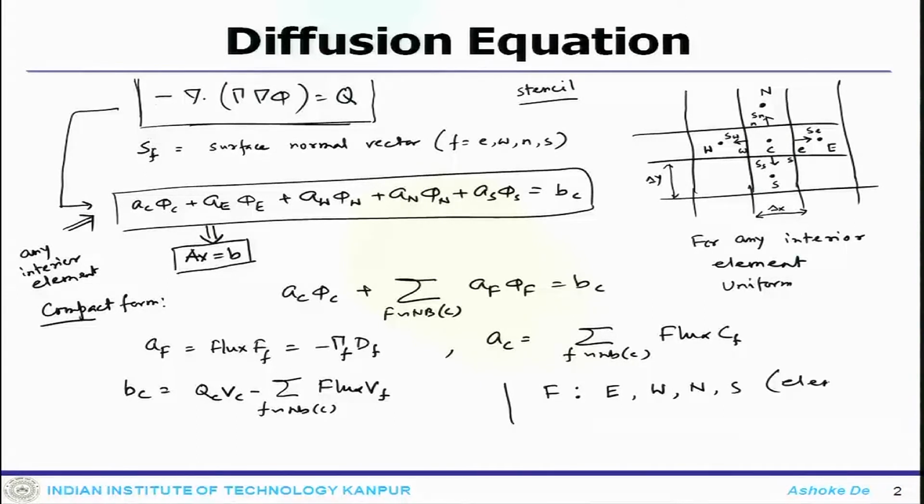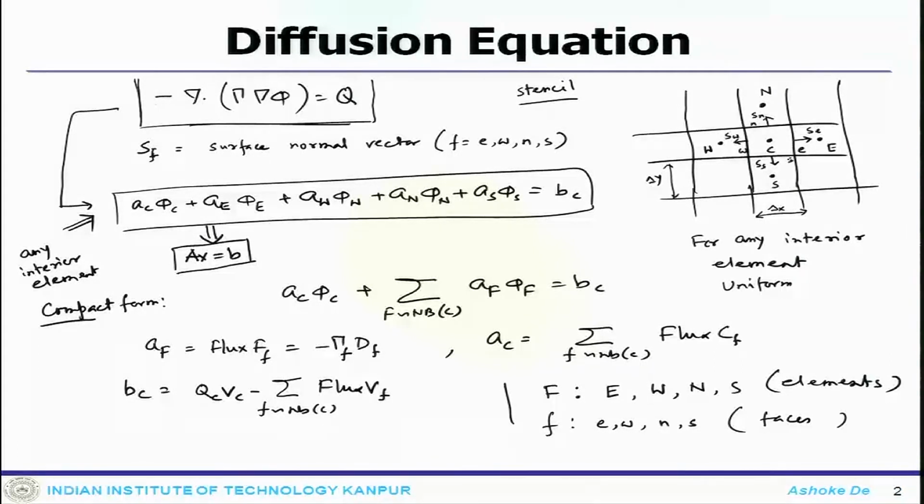This is for elements. So, the element C is surrounded by all these 4 elements east, west, north, south, and small f corresponds to the faces. So, the E face is a common face between element E and C, north face is a common face between N and C, west face is a common face between C and the west element, and the S face is between C and S.